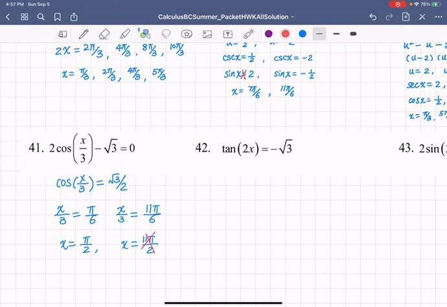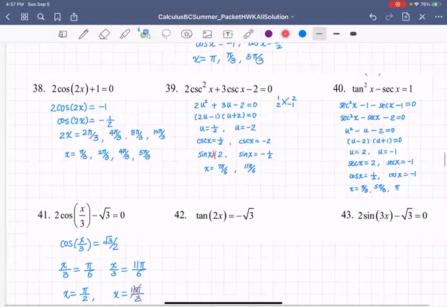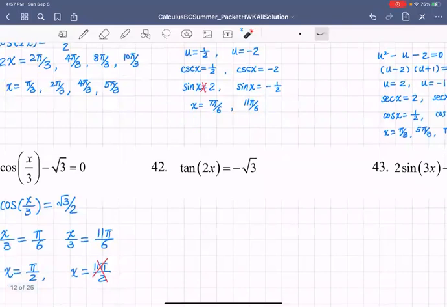That's impossible. This is out of 2 pi. So that's it. Yeah, that's the answer. That's good. Aiden. 42. Okay.